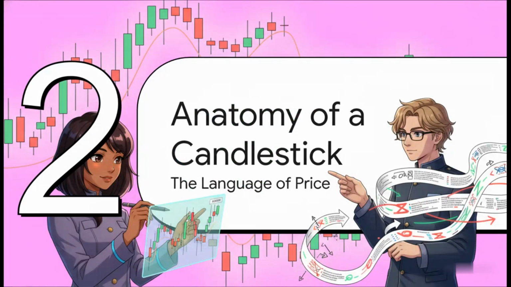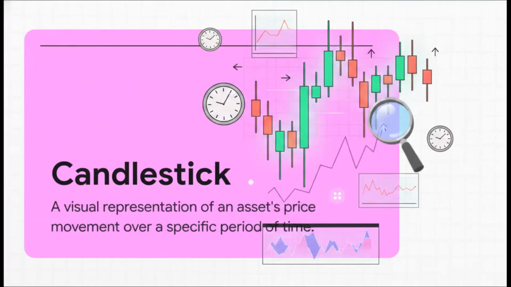Okay, so we get it. Each candle is packed with data, but how do we actually read it? Well, think of it like you're learning a new language. We just learned the 4 letters of the alphabet. Now it's time to learn how to form words. So here's the key thing to remember. A candlestick is just a visual snapshot. It doesn't matter if that snapshot is for 1 minute, 1 hour, or a whole day. The candle tells you the complete story of the price's journey during that specific slice of time.